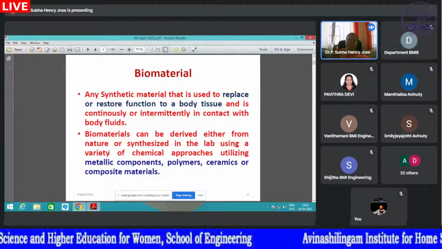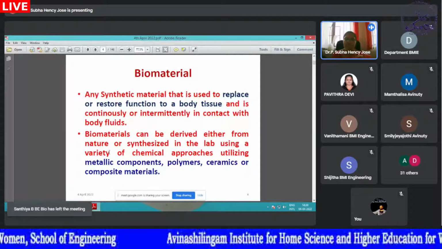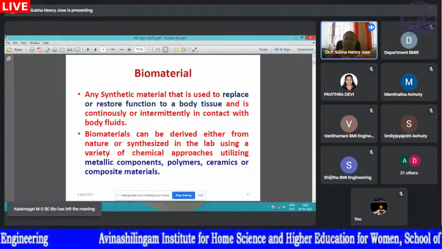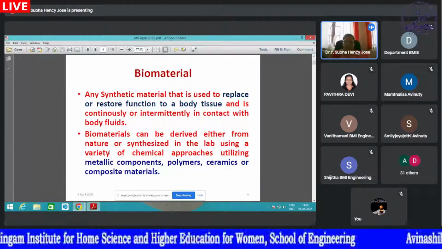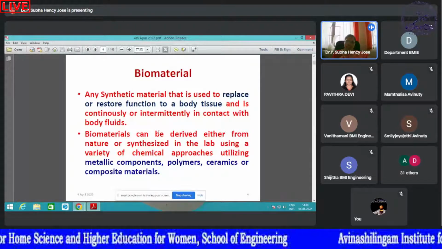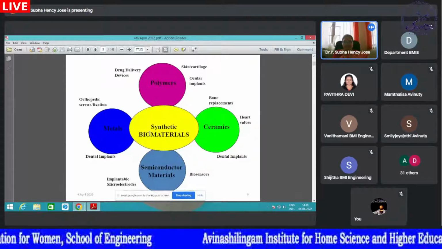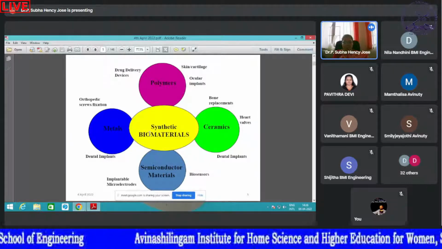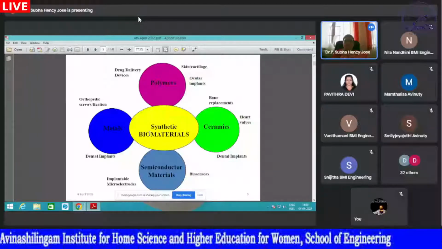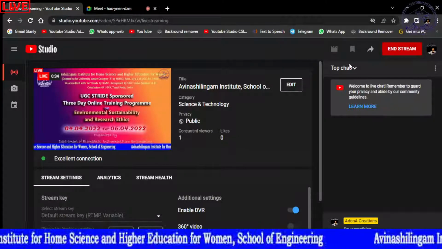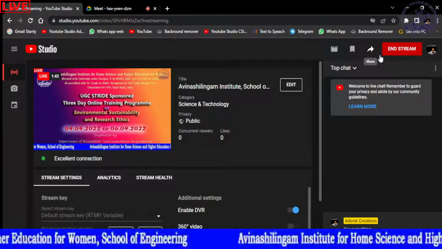And these biomaterials can be prepared either in the lab or in special labs. It can be a combination of polymers, metals, ceramics, and many other combinations. There are many types of biomaterials that we are going to see now. We can say that biomaterials can be classified as metals, polymers, ceramics, and semiconductor materials. Metals in the sense, you might have heard about the steel plates.